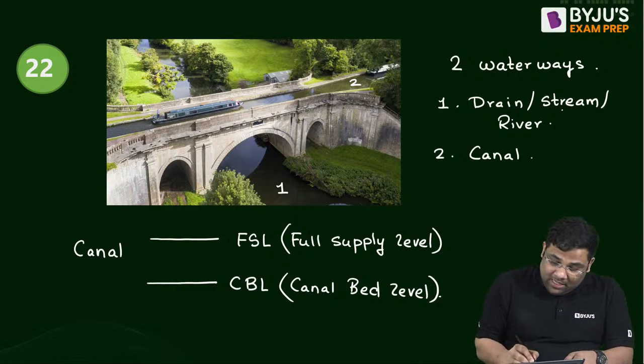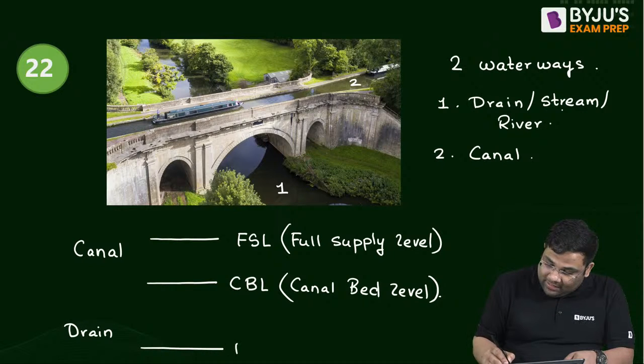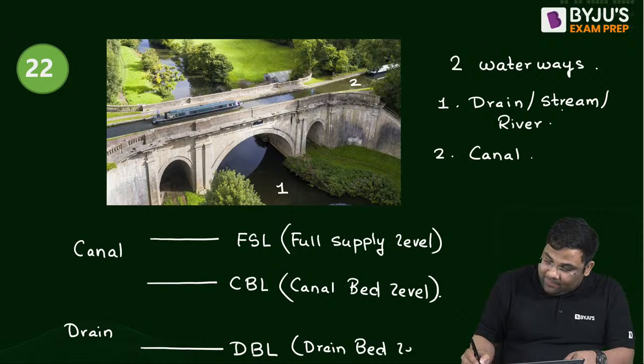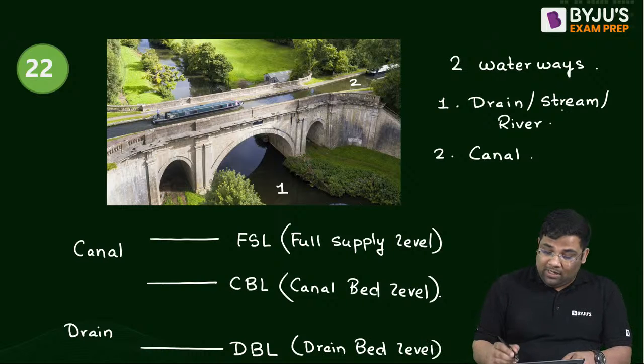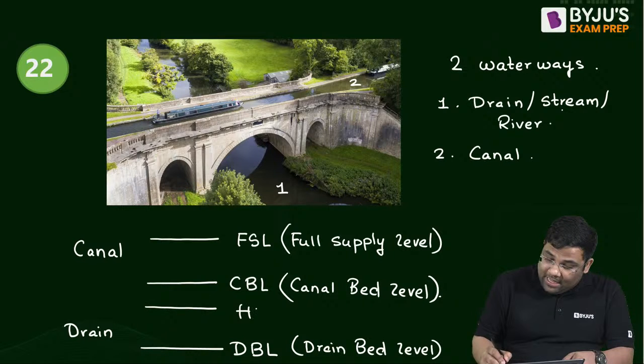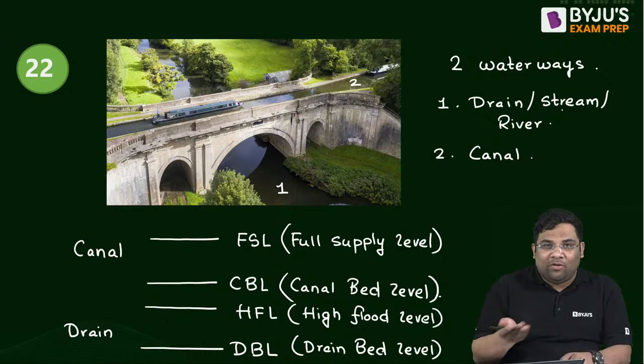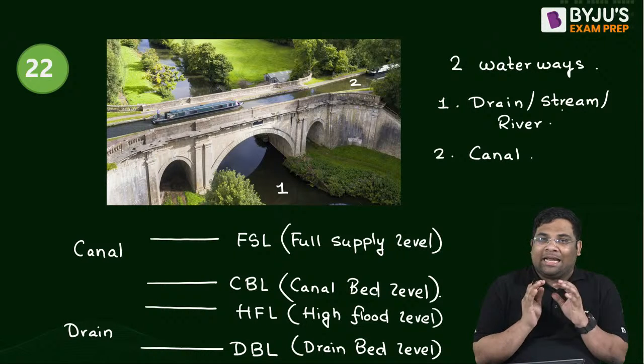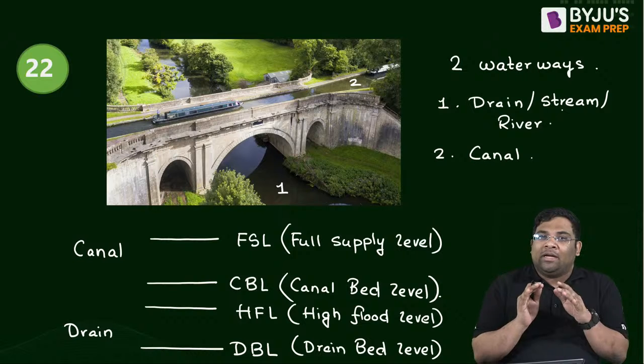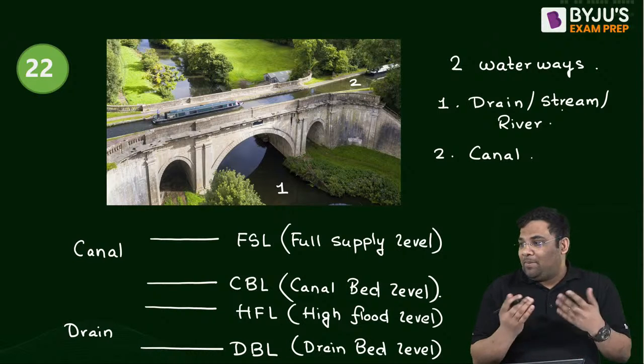Now similarly the drain or stream will have two levels. One will be the drain bed level, and the second one will be known as the HFL, high flood level. Because the flood can come in the drain. In a canal, flood will not come, because you can control the canal. Only what you can do is supply it full.